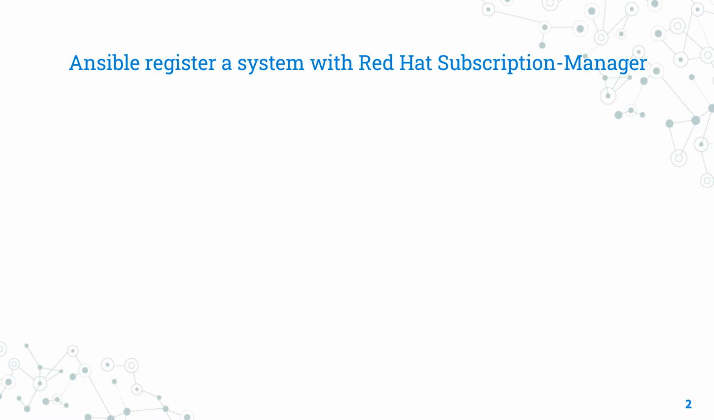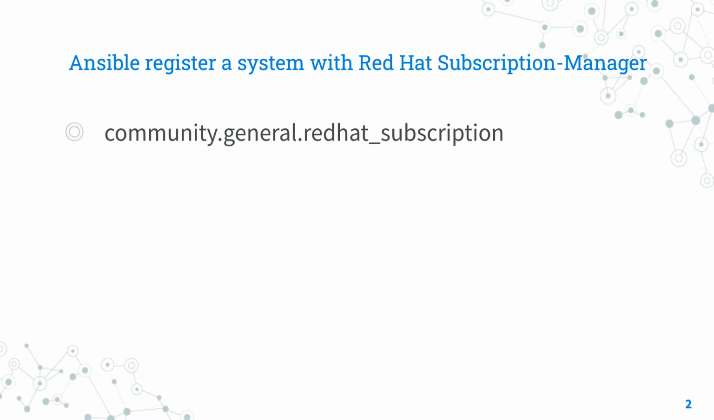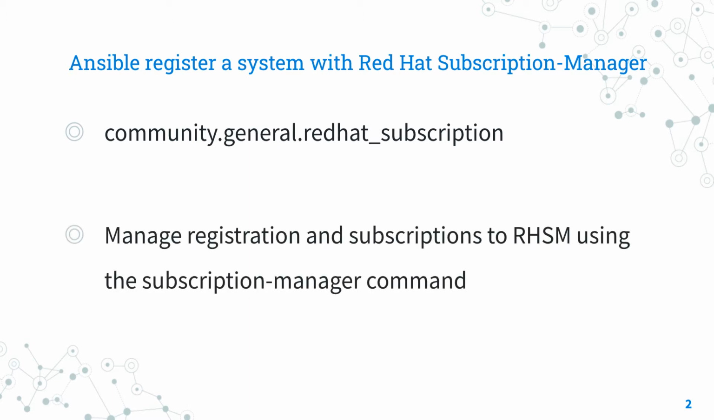Today we are talking about the Ansible module redhat_subscription. The full name is community.general.redhat_subscription, which means that it's part of a collection, community.general, maintained by the Ansible community. It manages registration and subscription to RHSM using the subscription-manager command. This module is specific for Red Hat Enterprise Linux.